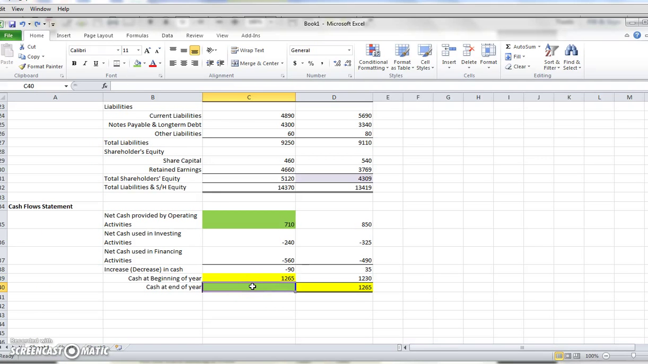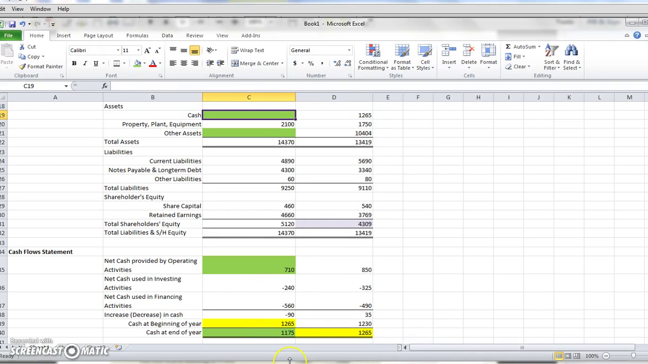Now we can figure out the cash at the end of the year. So cash at the beginning of year is $1,265, and subtract the cash at the end of the year, which we don't have. And so therefore that's $1,175. Of course, another way that you could do this is plus that. Therefore, it's still the same amount. It's just a different way of doing it. So now we have cash at the beginning of the year. So we have two of these blanks already done.